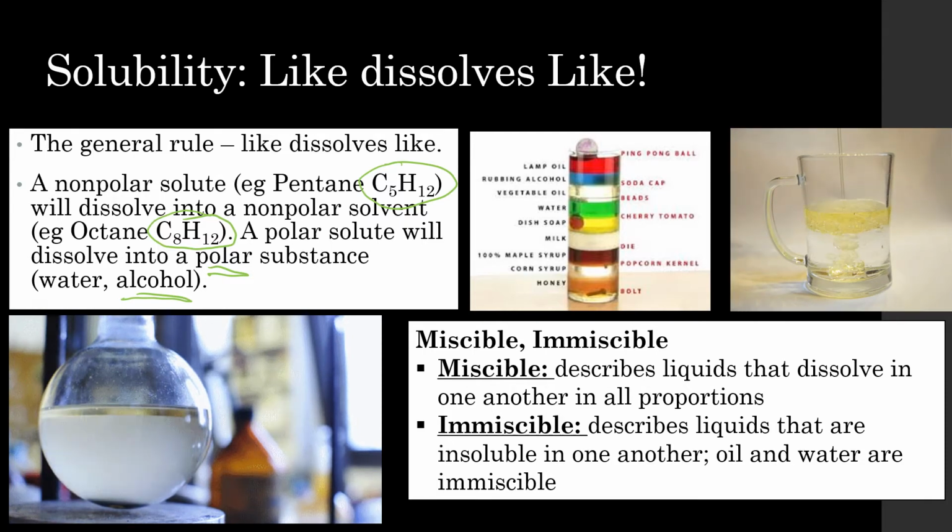Now, if substances are miscible, it means that they mix pretty well and they dissolve in each other in all proportions. If something is immiscible, it's liquids that are insoluble in each other. So for example, oil and water are immiscible because remember, oil is a hydrocarbon and it's a non-polar substance, whereas water is the polar solvent.